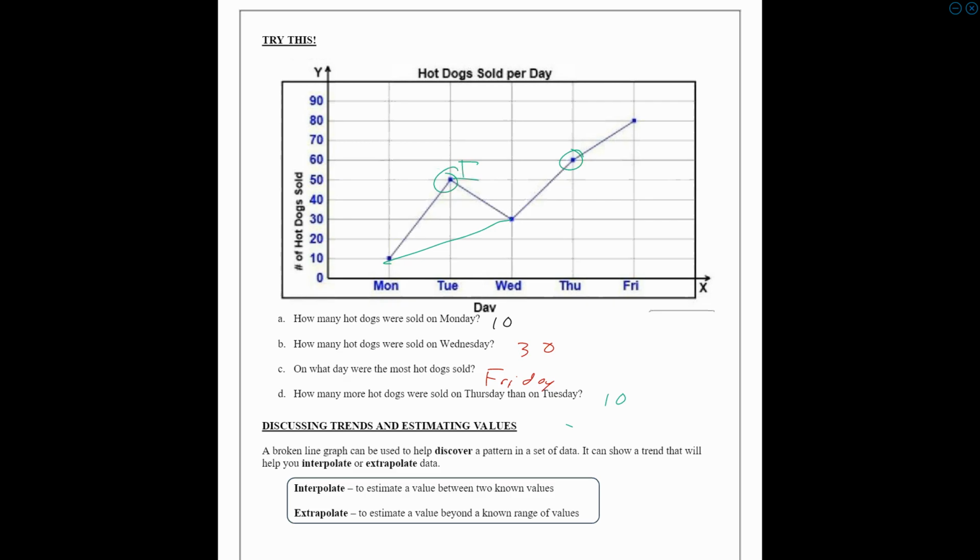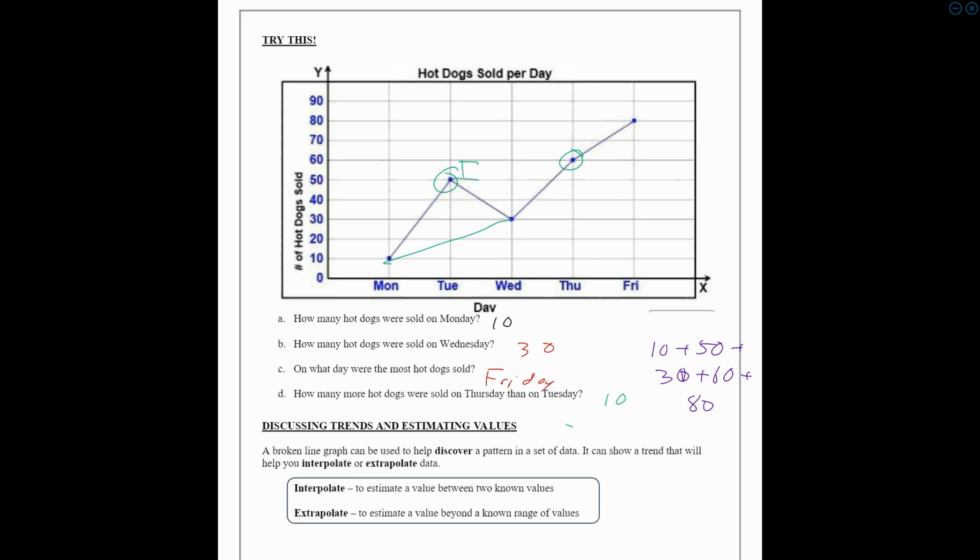And, okay, one more question here. How many hot dogs were sold this week? The trick would be just to say 80, but no, 80 was just Friday. I want to know how many sold this week. During the week, how many were sold? How do you do that? Nice. 230. 140, 190, 230. Yeah, really, 230. Good.